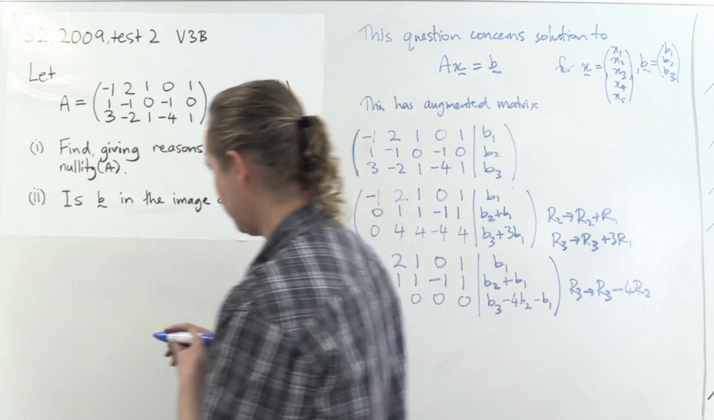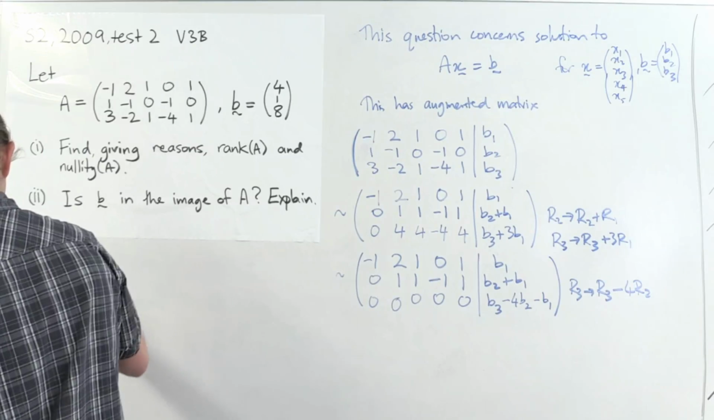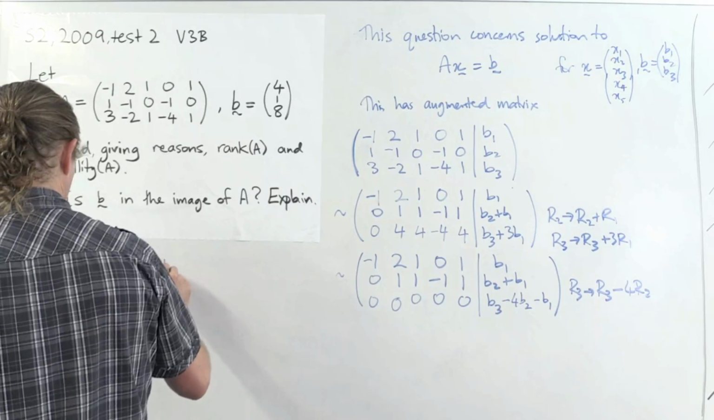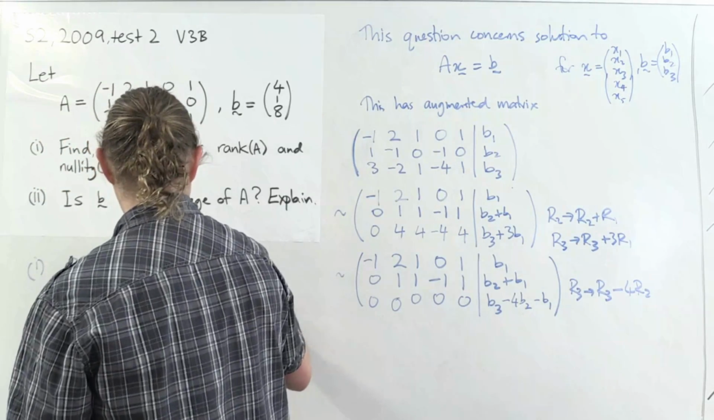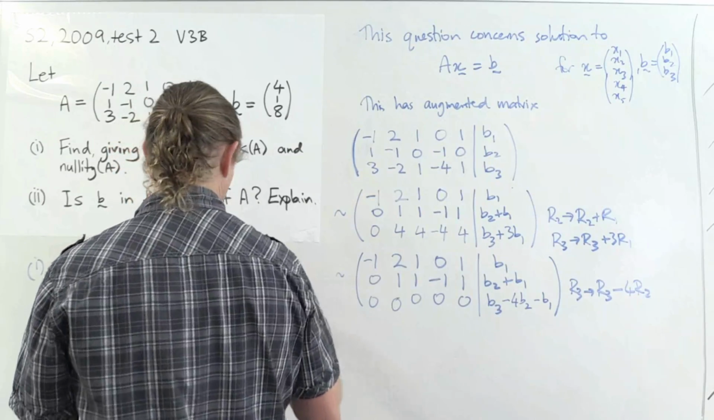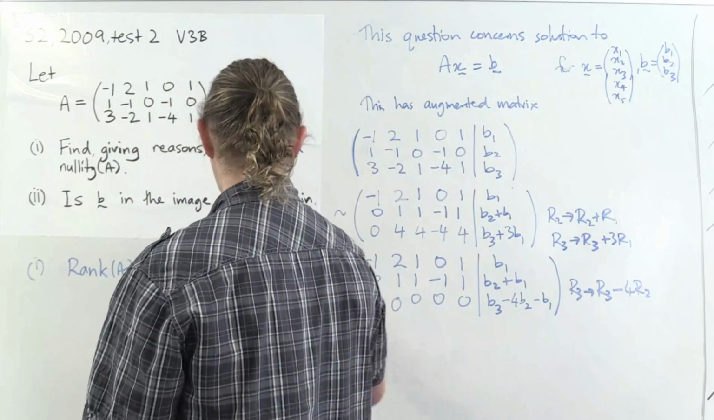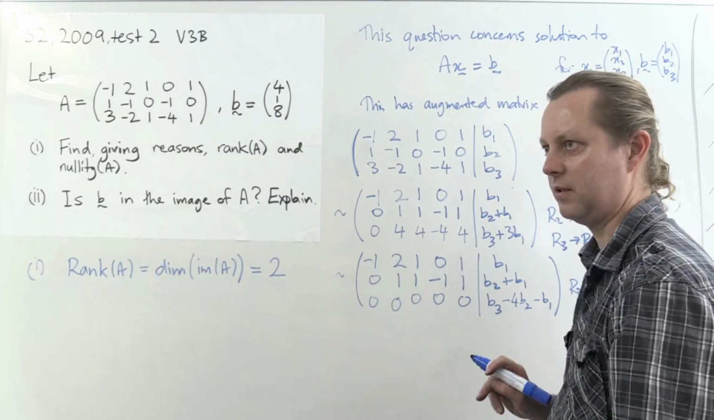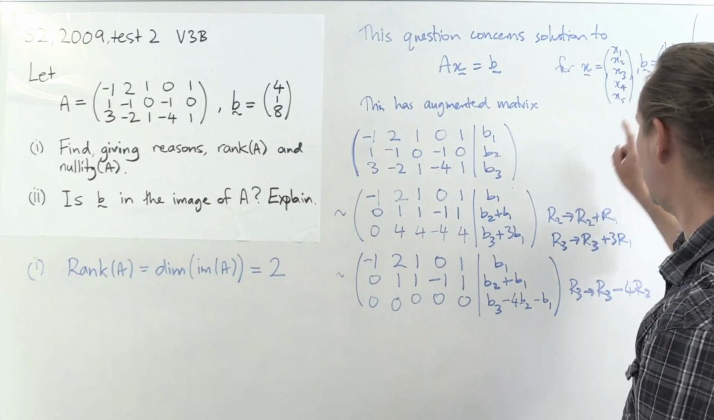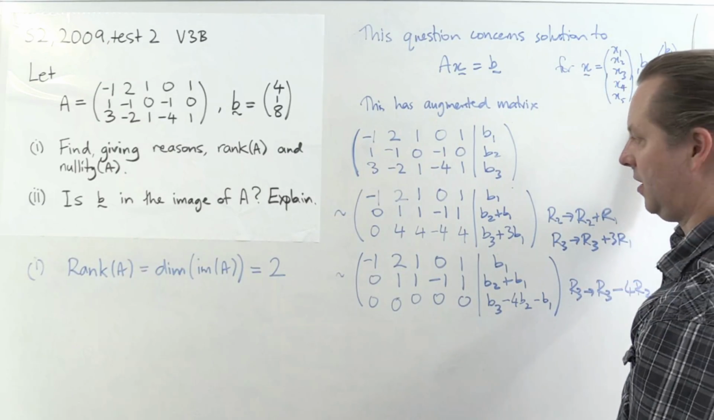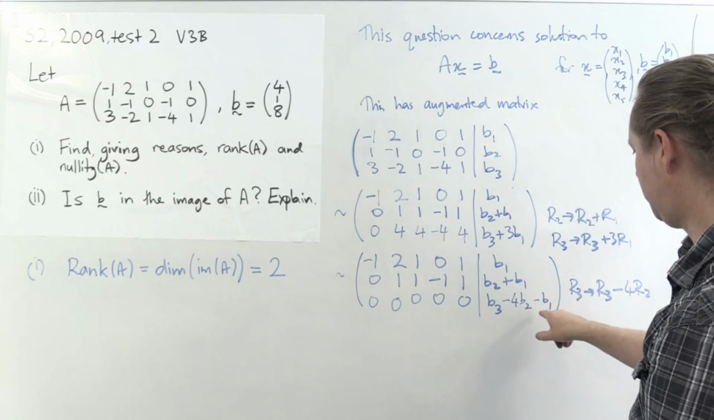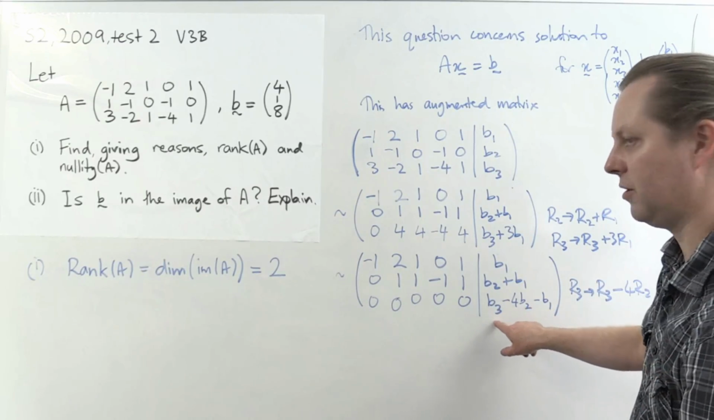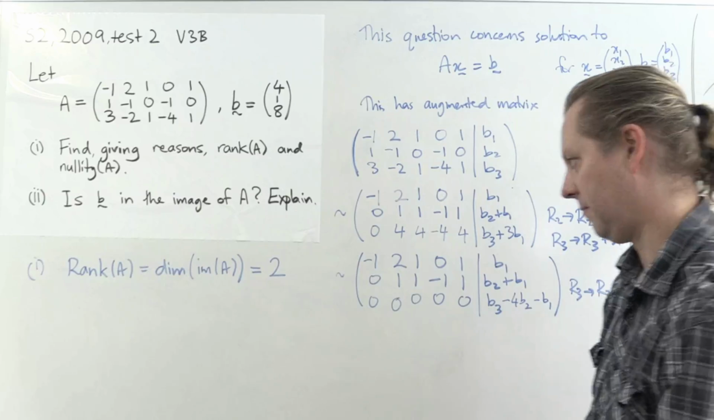Okay, so for part 1, we can see that the rank of A equals the dimension of the image of A, which is equal to 2. There's just a 2-dimensional space of b's. We've got one condition on the b's. If you wanted to parameterize all of the b's that were allowed, you've got to have this equal to 0, and you can pick b1 and b2 however you like, and that would determine b3. So there's only two parameters in there.